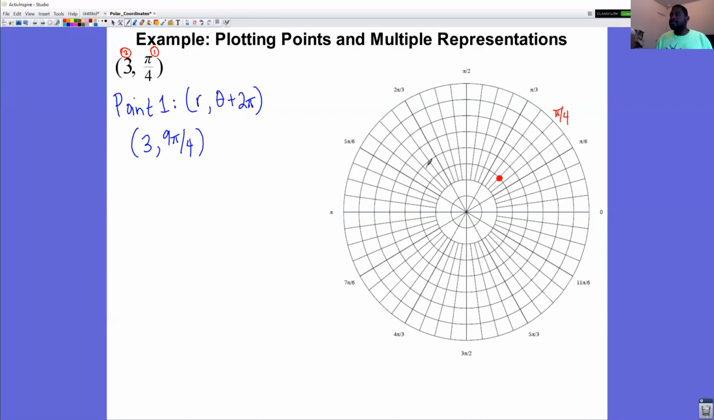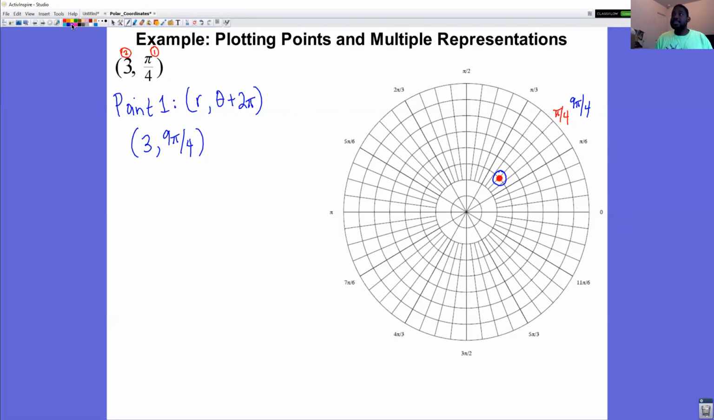You're going to start with 9 pi over 4. As you can see, 9 pi over 4 is going to take you right over here to where pi over 4 is. So I'm going to put here 9 pi over 4. And our value of r is 3. So you're going to go 3 units. And if you notice, you get the same point there. So point 1 is equivalent to this point here.